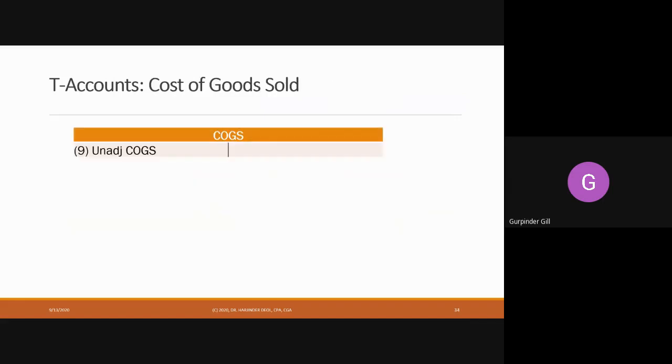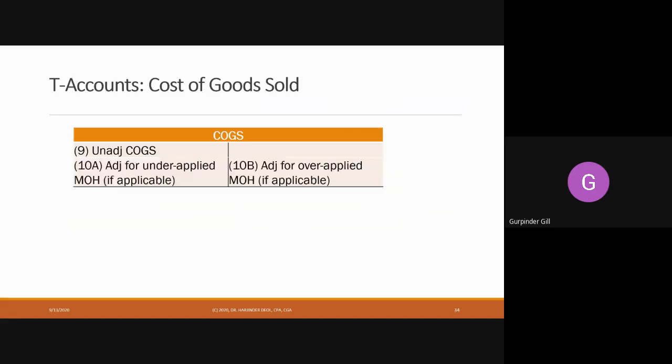Your cost of goods sold is fairly easy. So once we have sold something, then that inventory moves from the finished goods inventory account into your cost of goods sold. We will adjust for our underapplied or overapplied manufacturing overhead journal entry that would have been booked. And finally, calculate the adjusted cost of goods sold balance.